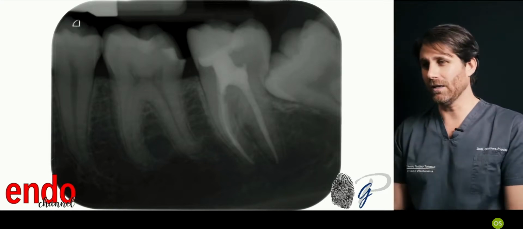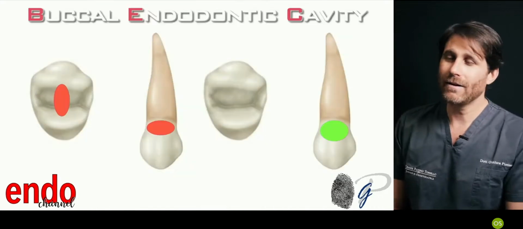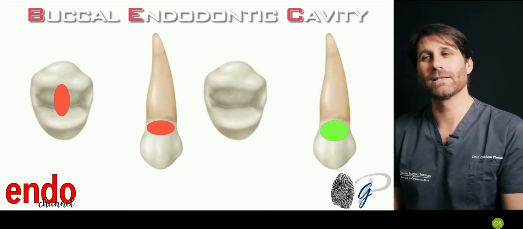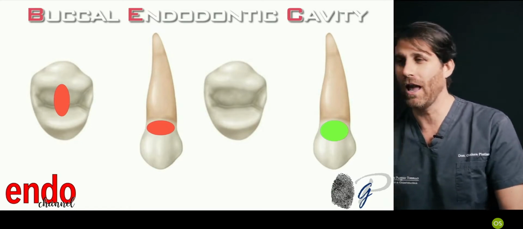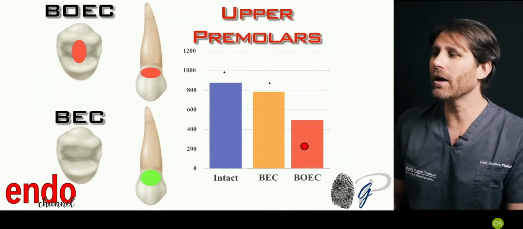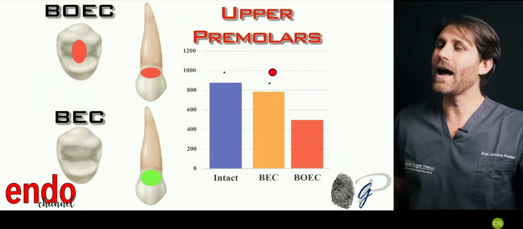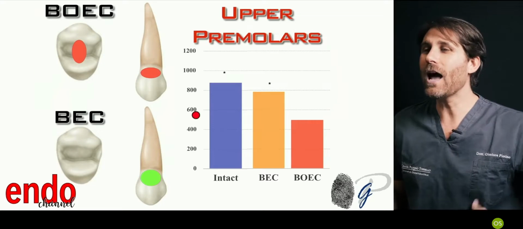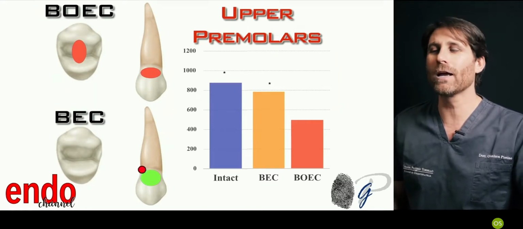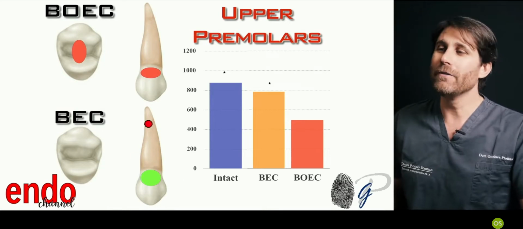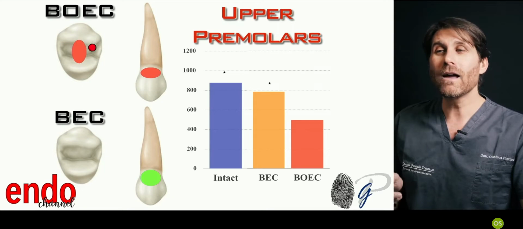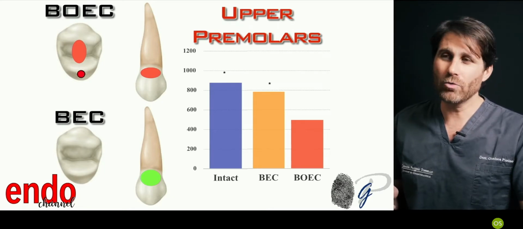Another opportunistic, strategic access can be a buccal access through a buccal endodontic cavity. In these cases, our study has demonstrated that a buccal endodontic cavity has a higher fracture resistance than a buccal-occlusal endodontic cavity. In case of buccal caries, normally, if we penetrate the pulp, we then start the access cavity from the occlusal surface.